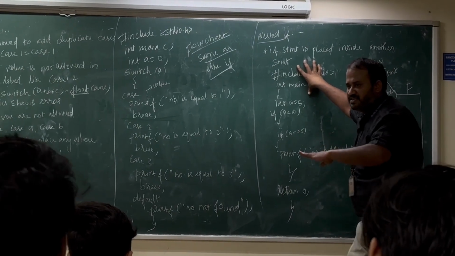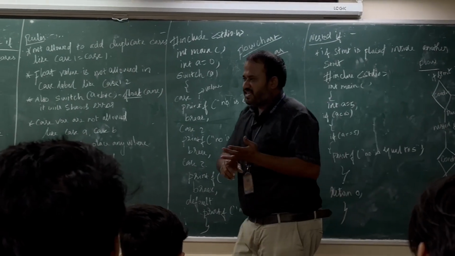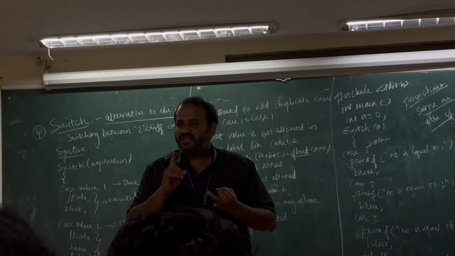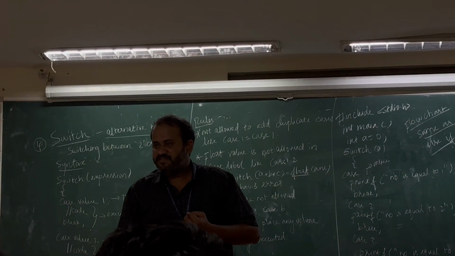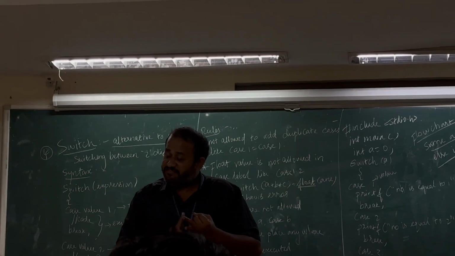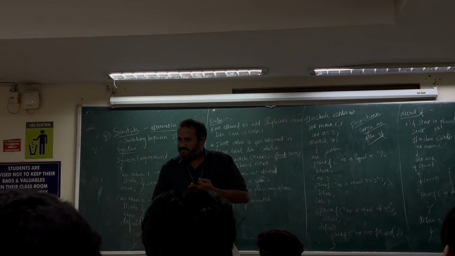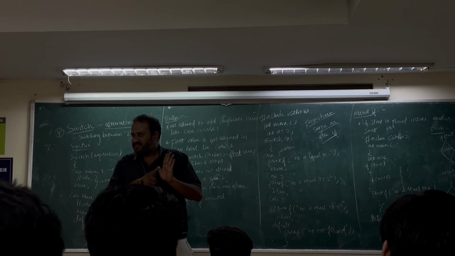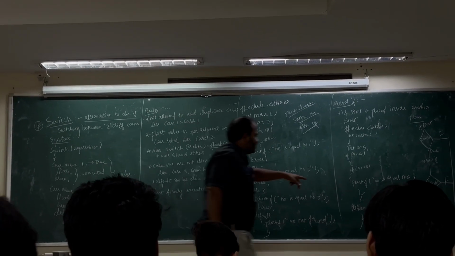Able to understand this? Okay, so what conditional statements have we seen so far? If, if else, else if, switch, nested. Correct? And the flowchart for this.